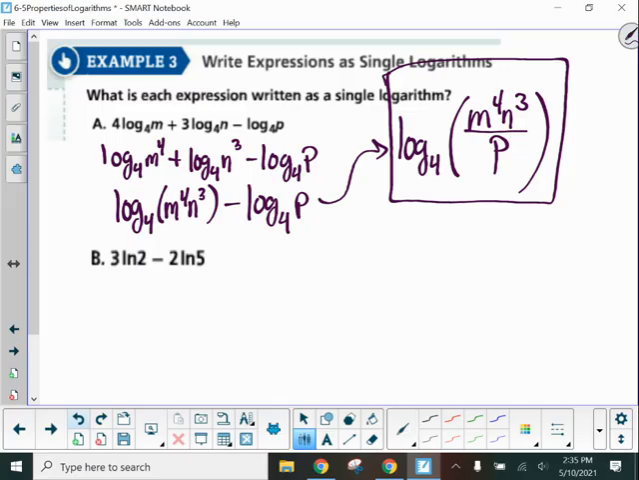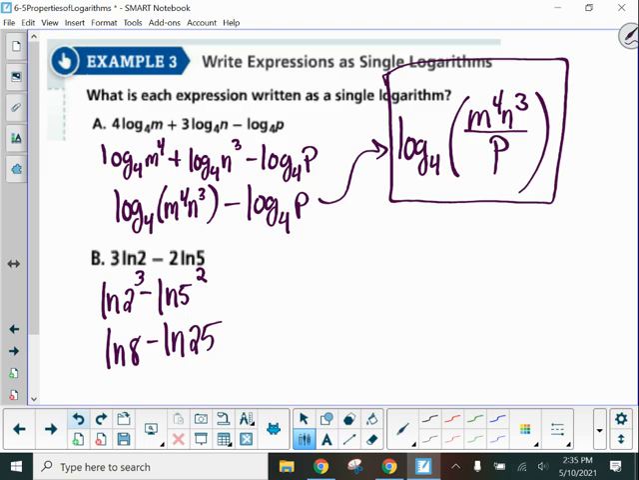Okay, so part B, I have 3 natural log 2 minus 2 natural log 5. Again, I do have to rewrite that with my exponents first. So using that third property with the exponents. This one I can actually state what 2 to the third is. So this is going to be natural log 8 minus natural log of 25.